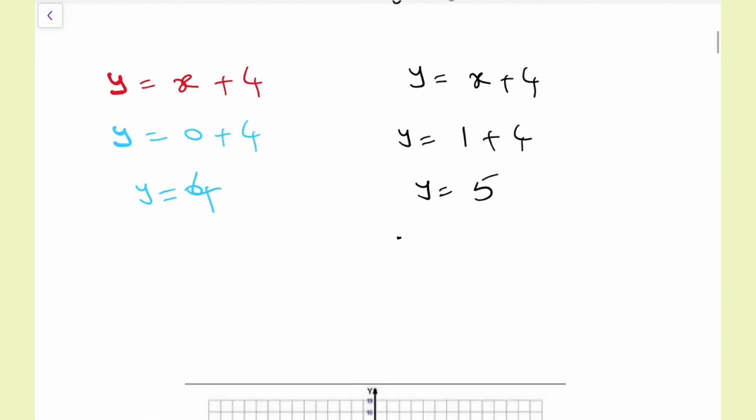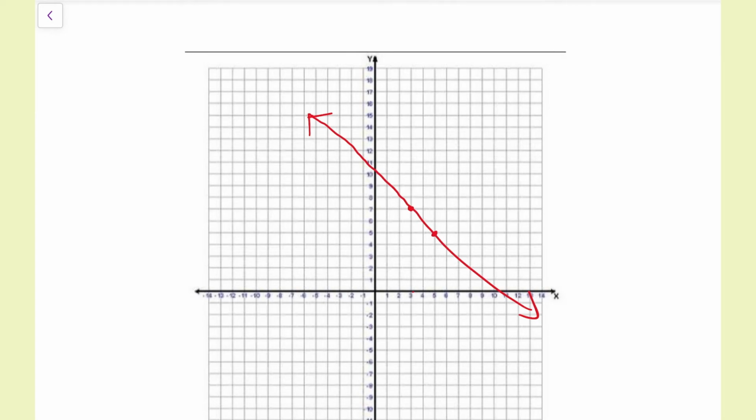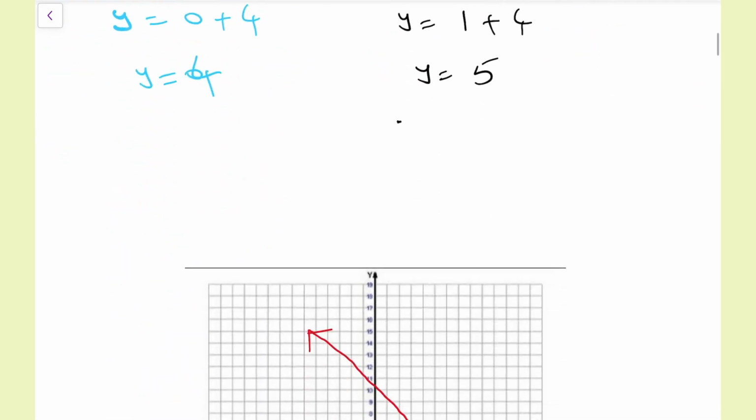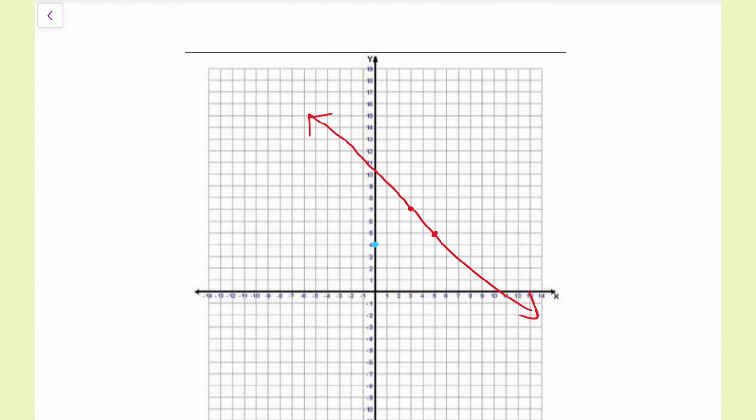Next 2 points. 0 comma 4. This is 0 comma 4. And 1 comma 5. Last point is 1 comma 5. This is 1 comma 5. These 2 again we need to join with the help of a scale only.